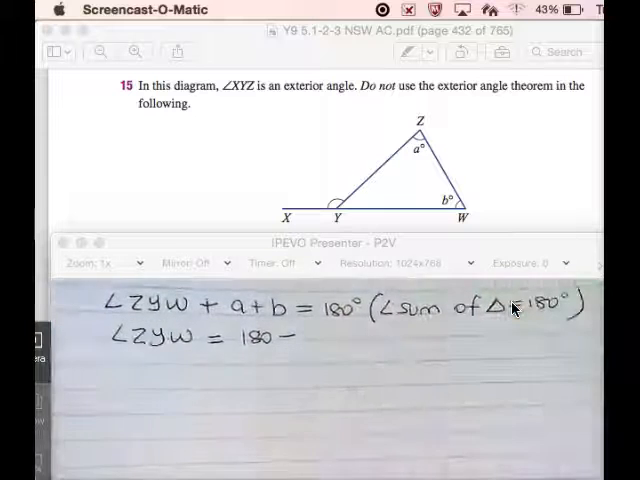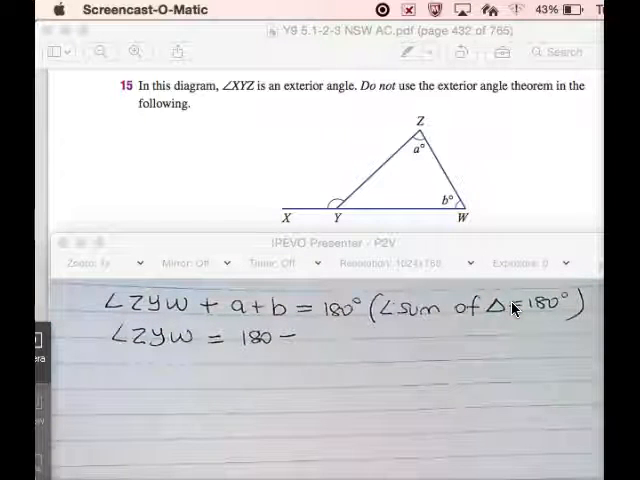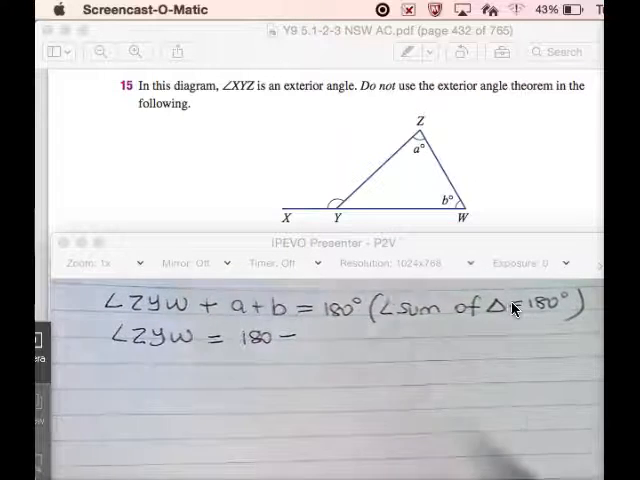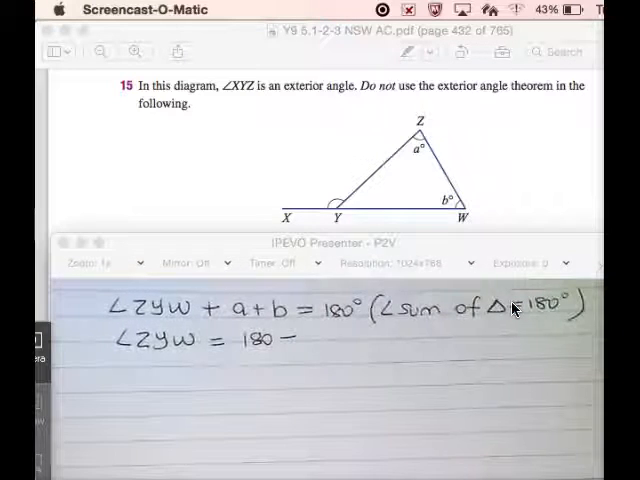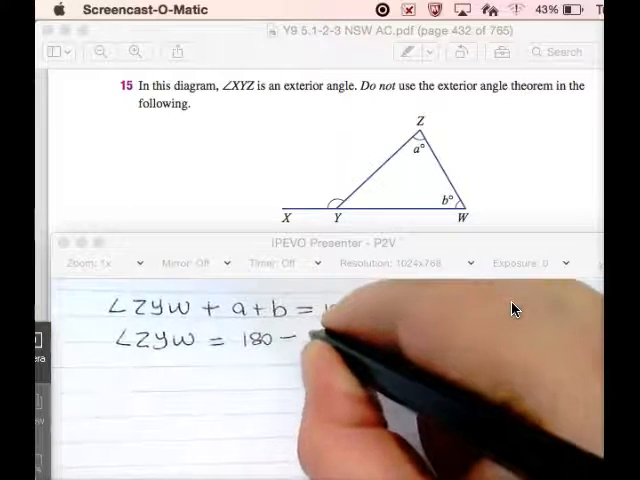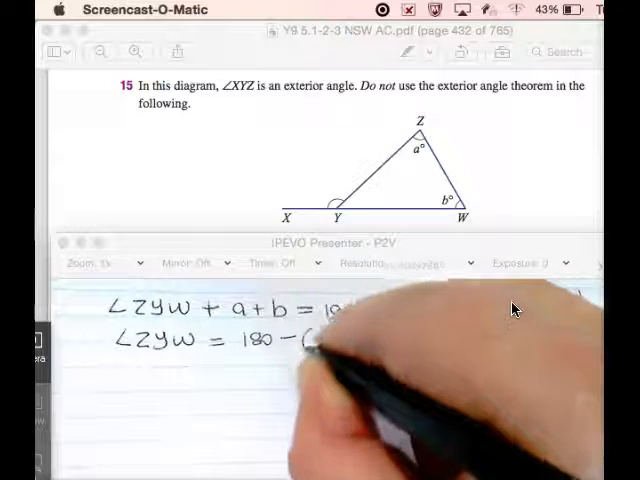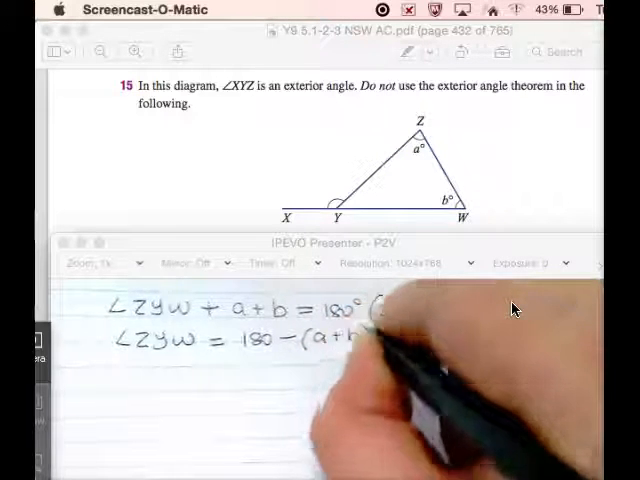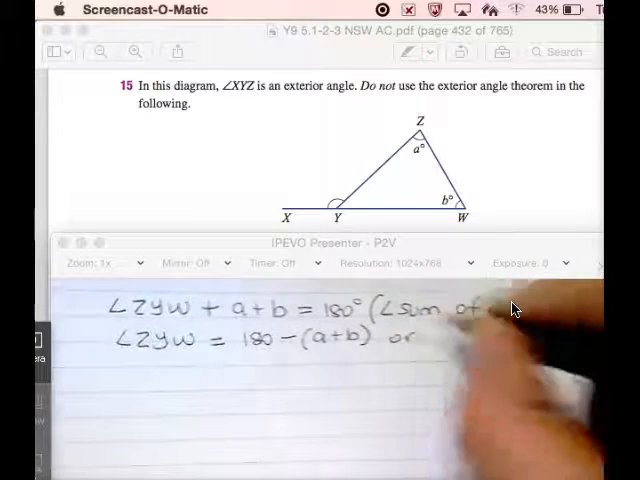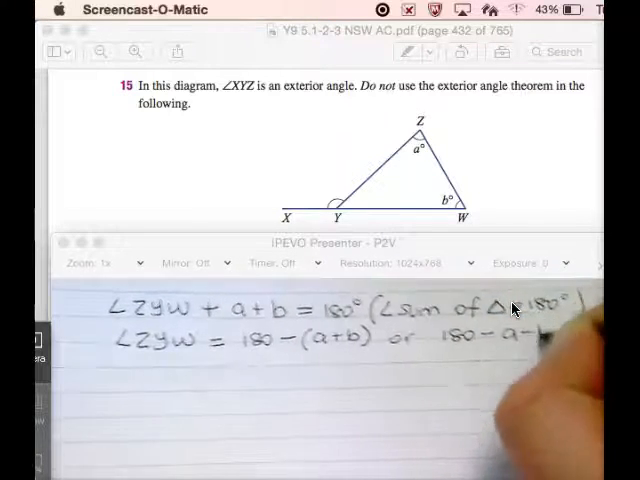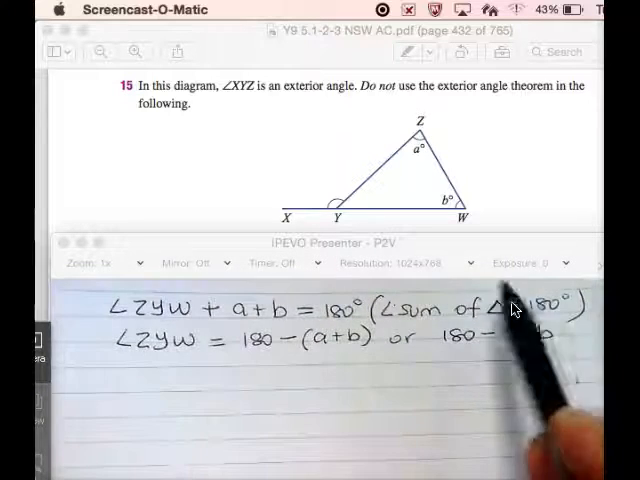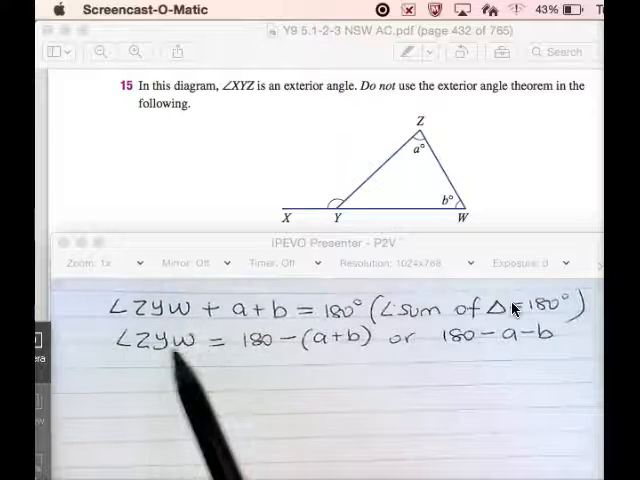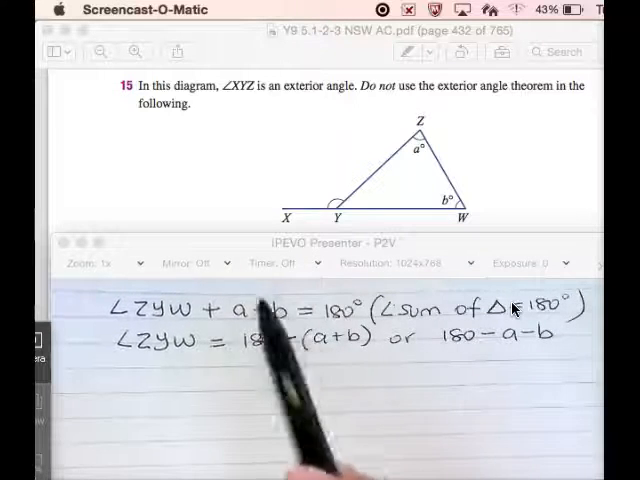All right, you've either got to go 180 minus bracket A plus B, or 180 minus A minus B. Isn't it minus both of them? So you've got to do one or the other. I'm just going to go 180 minus bracket A plus B, or I could have written 180 minus A minus B. Either one's fine. So angle ZYW equals 180 minus those two together.